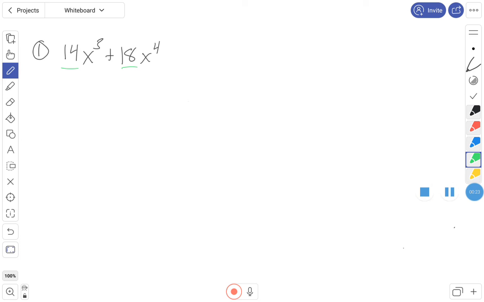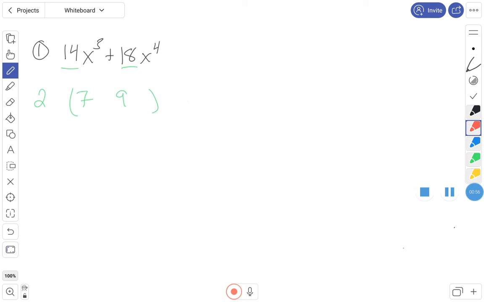evenly? So first, I'm going to look at the coefficients today, and I see 14 and 18, and I ask myself, what number evenly divides into 14 and 18? And you want to take the biggest number that you possibly can. Unfortunately, the only number that I'm seeing is 2, but since I can divide that number out, that 2 gets to come on the outside of the parentheses. And now 14 divided by 2 is 7, and 18 divided by 2 is 9.